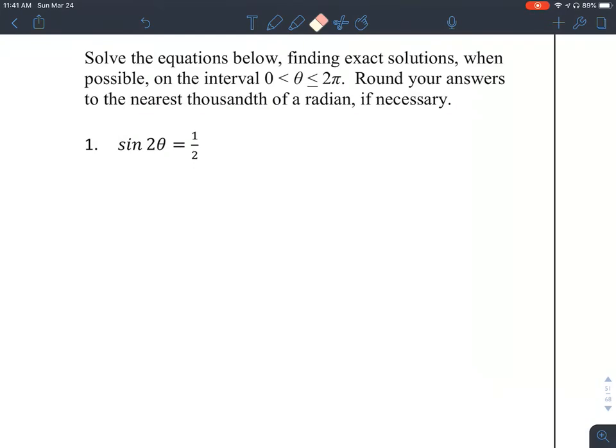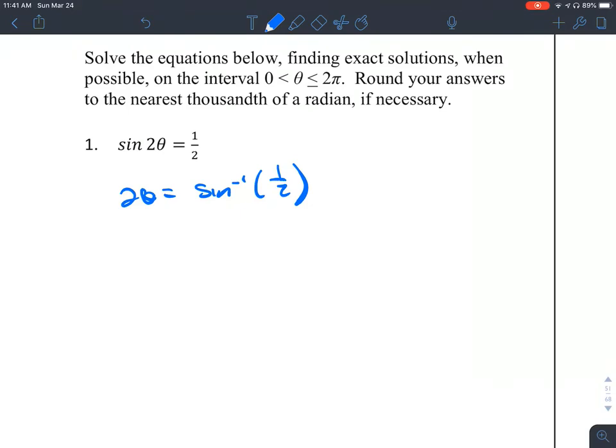Solve the equations below, find exact solutions when possible. The interval is theta between 0 and 2 pi inclusive. Round your answers to the nearest thousandth of a radian if necessary. Same directions that were up above. So our work for this starts out the same. If we apply sine inverse to both sides, we're going to get 2 theta is sine inverse of a half.